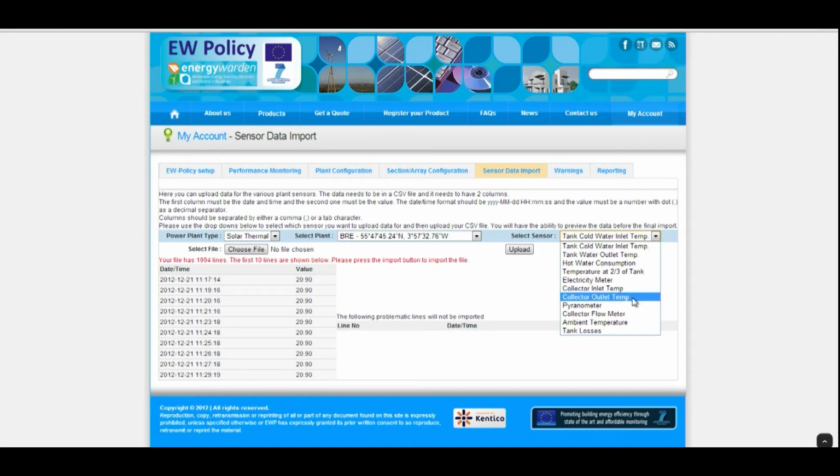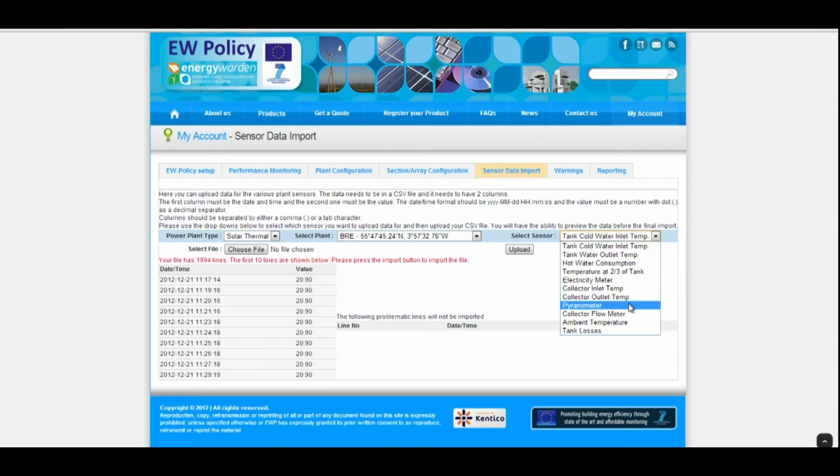Collector outlet temperature sensor measures the outlet temperature of the circulating water between collector and tank. For a sunny day, it could be 3 to 5 degrees higher than the collector inlet temperature. It is used for the calculation of the collector efficiency and the system utilization factor.